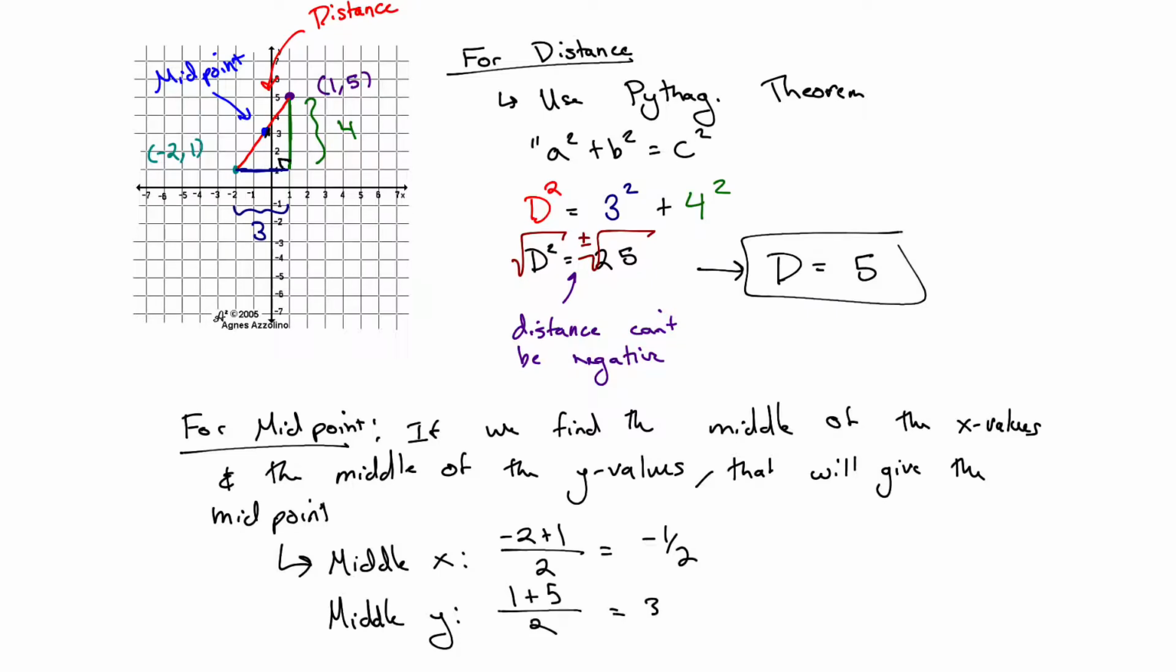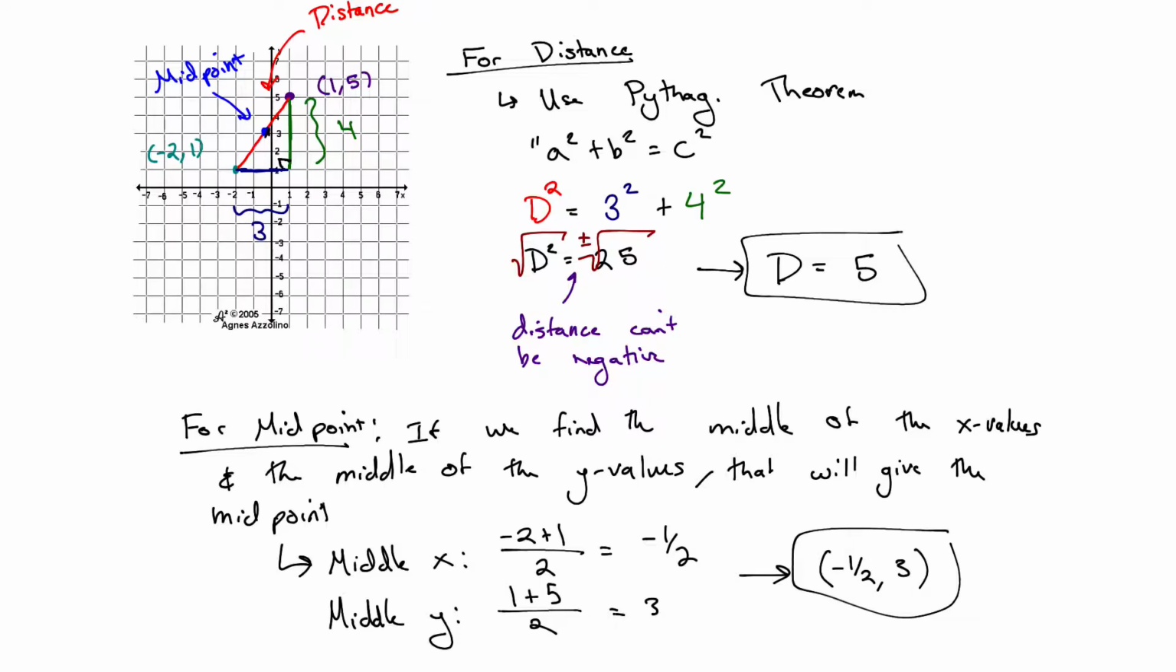That's not our answer, though, because remember, we're looking for a midpoint, right? So we got to write this as an ordered pair. So the x-coordinate was negative 1/2, and the y-coordinate was 3. And I did a pretty good job if you look at it. It's roughly on the 3, and maybe it's like 1/3, but whatever. I did pretty good. So, yeah, that's how to find the distance and midpoint for this specific thing.